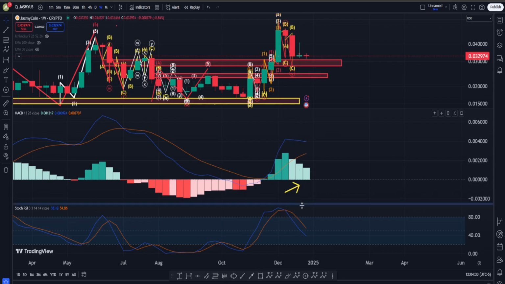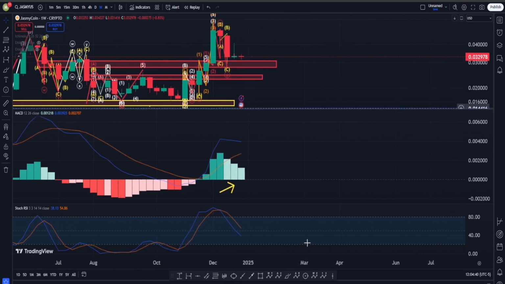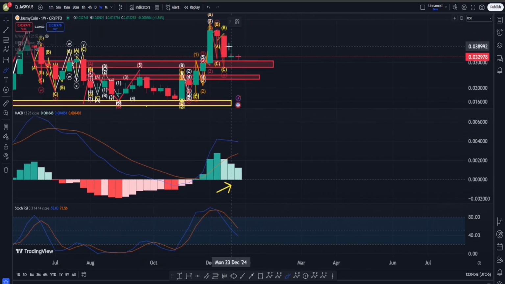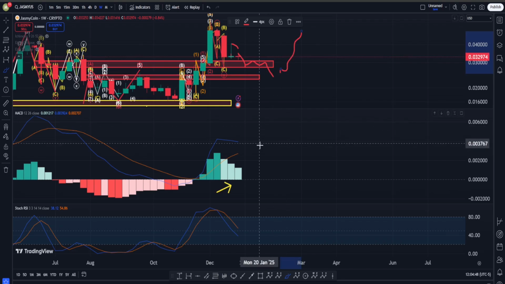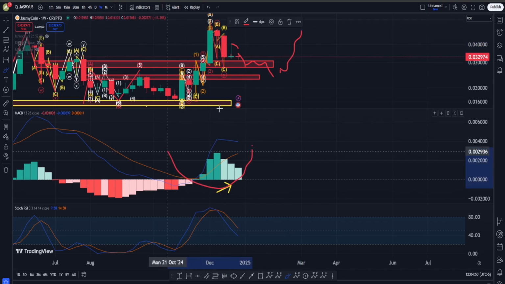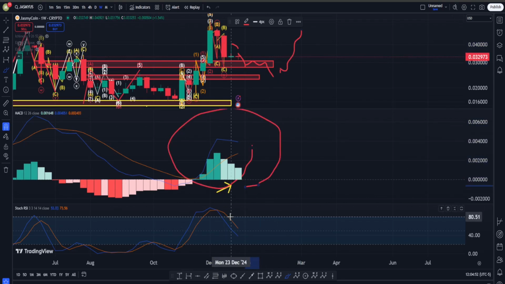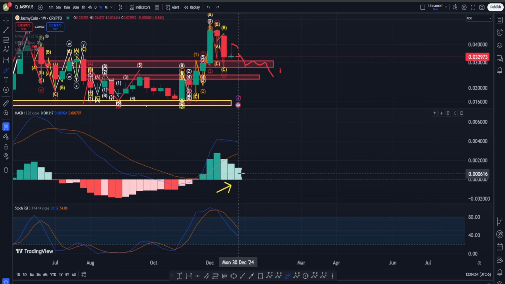However, at the same time, in Stochastic RSI, we got a sell signal somewhere around the overbought region, which suggests that this does have quite a bit of validity. So what's the planning here? In JasmyCoin, in the next week or two, we might have another move on the downside, but after it, again, I am counting on a very strong bounce back since we are still having a buy signal in MACD.